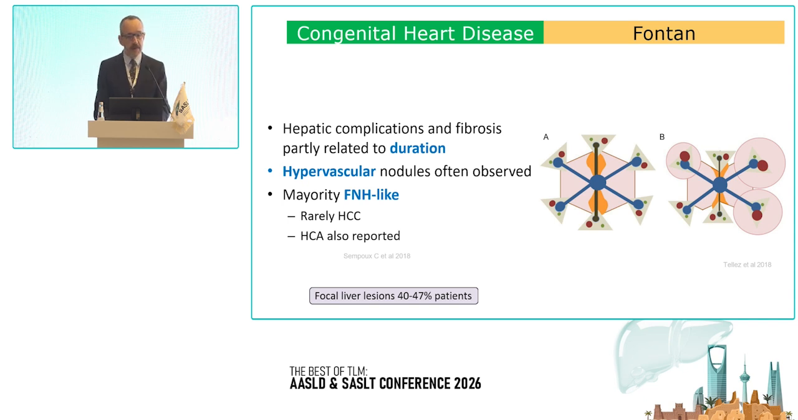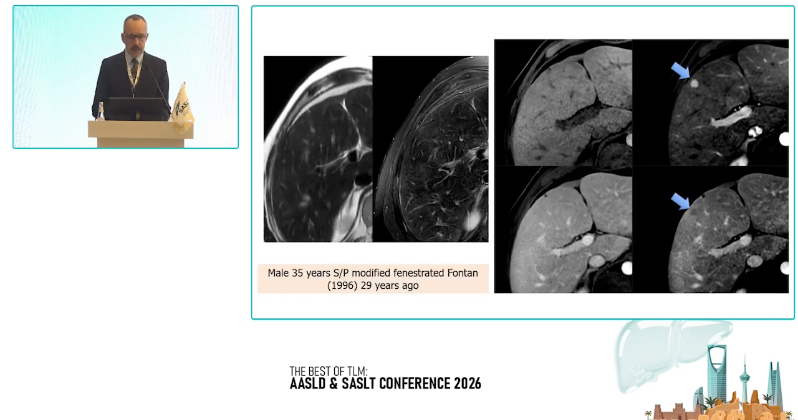Let's talk very briefly about Fontan disease. I'm not going to go into detail because I don't want to overlap with the previous amazing speaker, but you know that the vast majority of these nodules, again, are going to be FNH-like. So the pathophysiology is the same as Budd-Chiari. Don't expect anything different. So see, this is one of our patients, male, 35 years old, Fontan done 29 years ago. As you see in the T2 and T1 pre-contrast, nothing is seen, which is quite common, by the way, in this kind of patients.